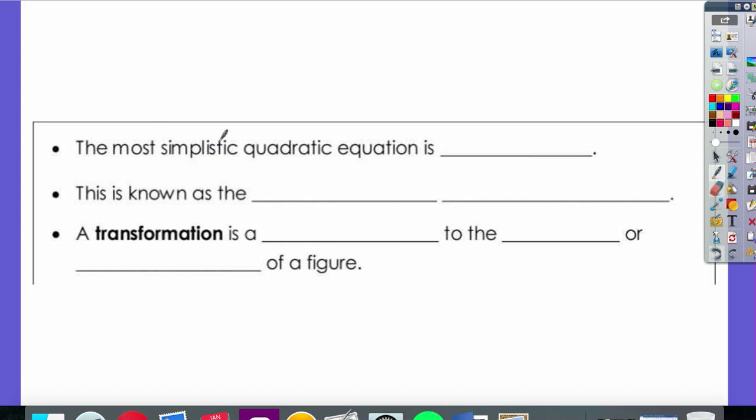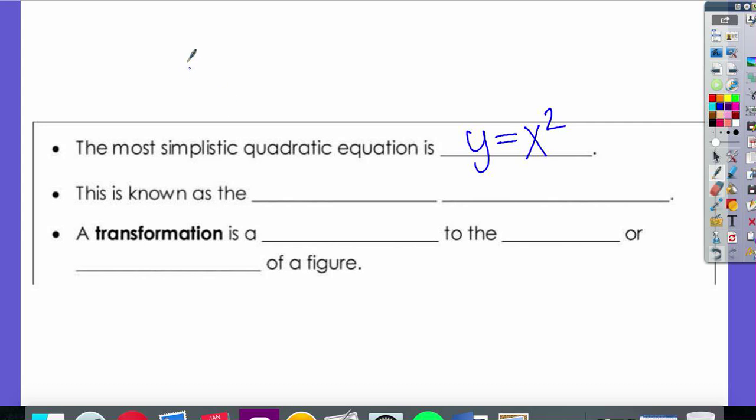The most simplistic quadratic equation is y equals x squared. So this is actually called the parent function. You're going to learn a lot more about parent functions a little later down the road, but parent functions are what the graph of this type of function would look like before anything happened to it. So that is the parent function for a quadratic equation.